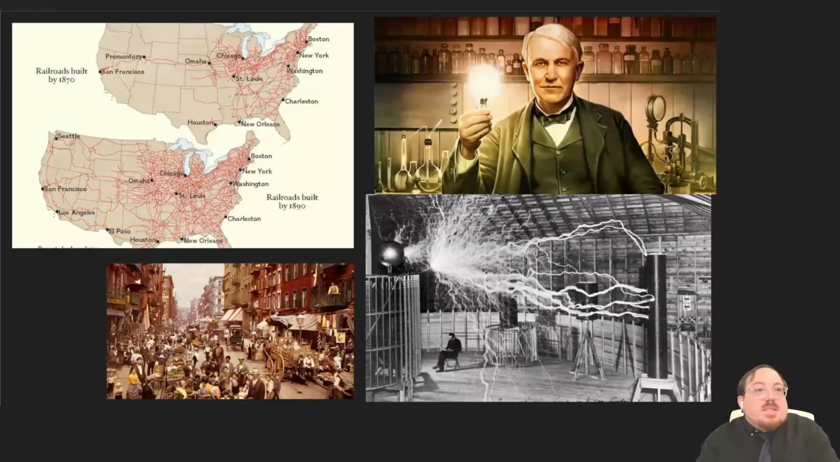If you look at these two images, you have railroads built by 1870, so that's right after the Civil War. As you can see, there's a ton of railroads in the north. This is the more industrial section of the country. Places like New York and Boston and Chicago and even St. Louis are important manufacturing and industrial centers of the north. There's not nearly as many in the south.